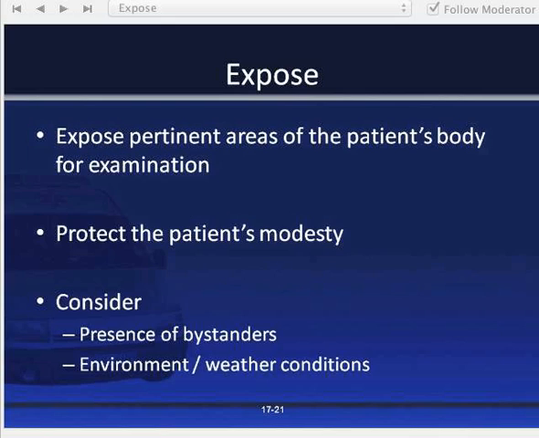When assessing a patient, you can't treat what you don't find. Expose pertinent areas of the patient's body for examination. Factors that you must consider when exposing the patient include protecting the patient's modesty, the presence of bystanders, and environmental or weather conditions.